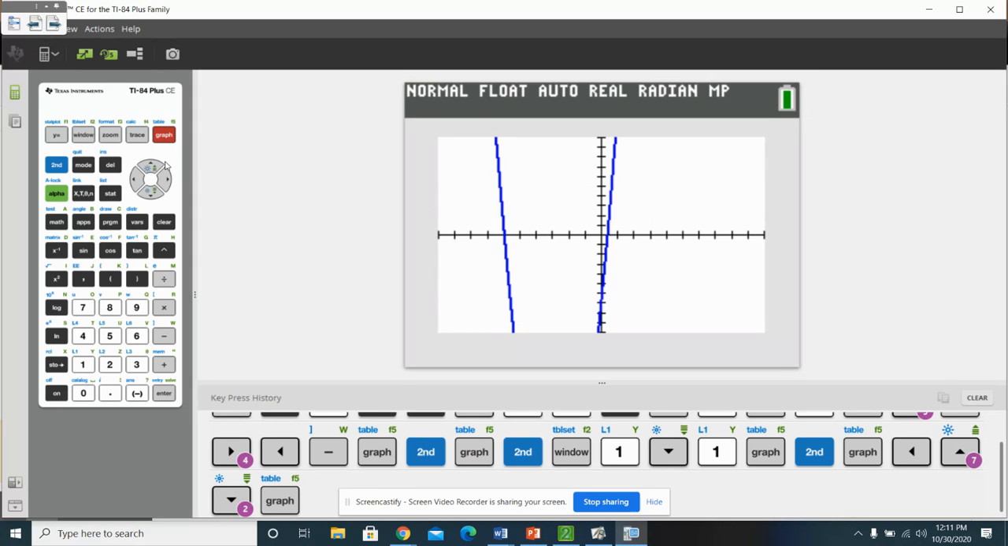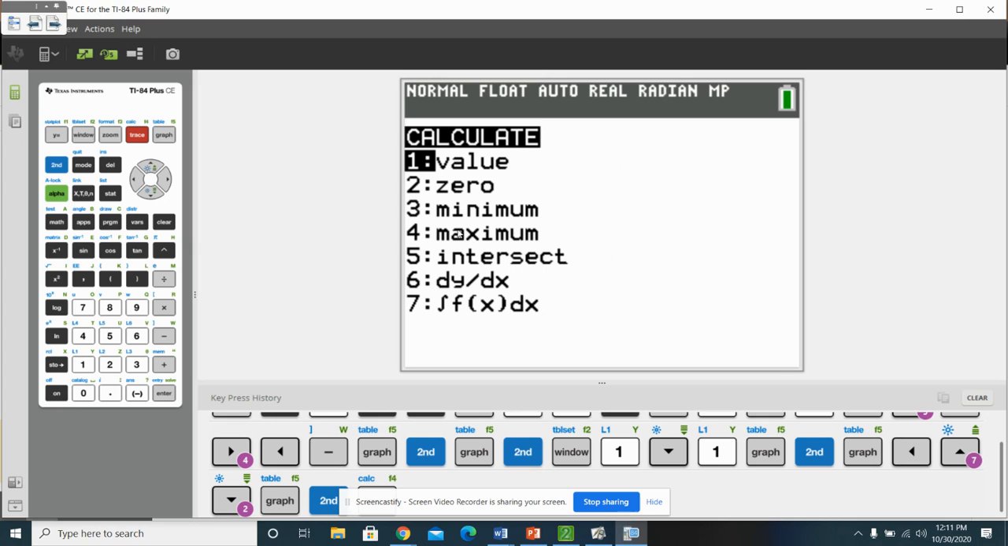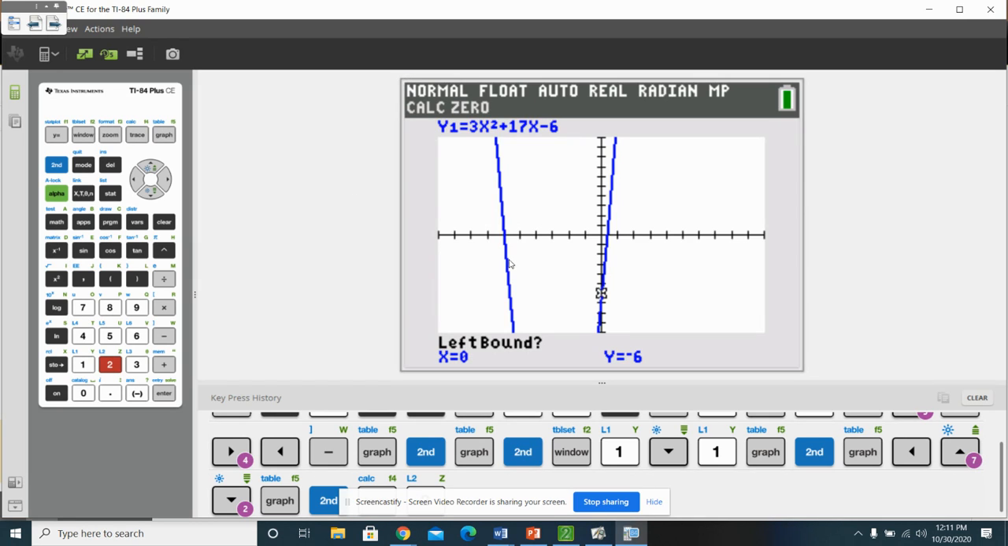If you want to use your calculator, you can hit second, trace, second, calculate. And what we're looking for is this 0, number 2. We already know this one is 6, but we don't really know what this one is. So remember, when it says left bound, you have to tell your calculator where you would like it to start looking. So you need to make sure your cursor is on the left side of this 0 that I'm looking for. Mine is, so I'm going to hit enter.